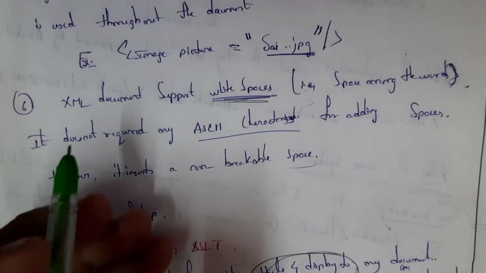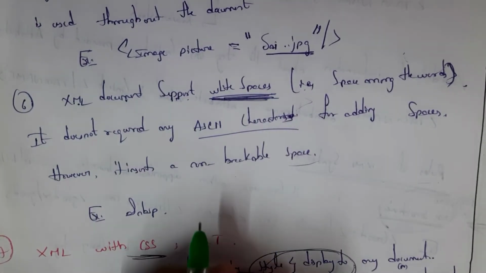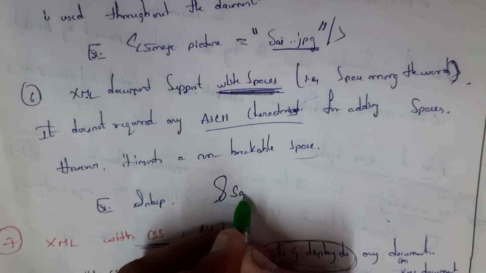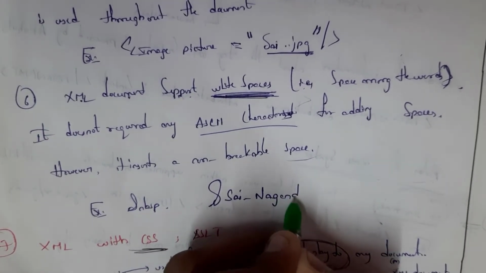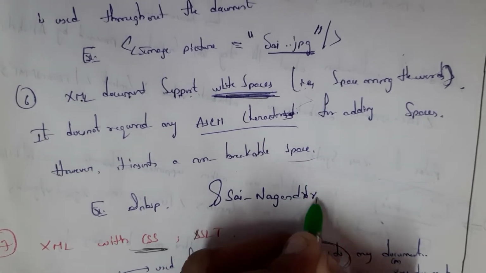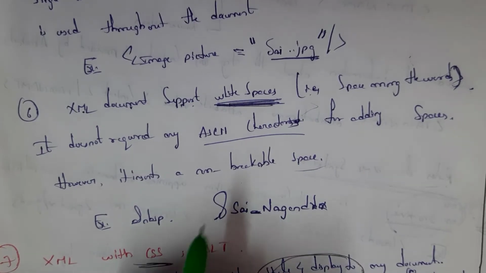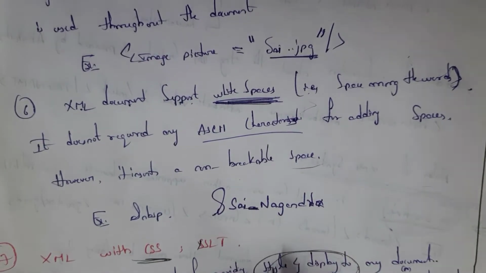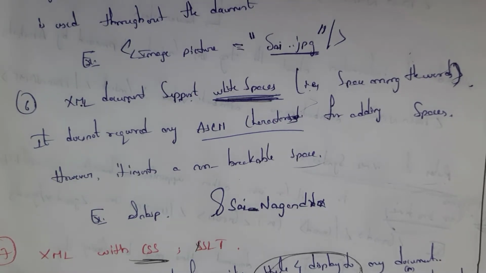And the last property is, an XML document supports white spaces. That means you can write like Sai space Nagendra. This XML document supports white spaces. All these are the properties of XML tags.